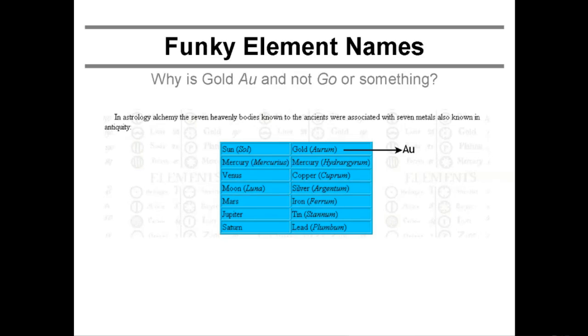Mercury is kind of interesting. Hydrargyrum, which I can't even pronounce, gets the Hg symbol. Copper, the Cu symbol from cuprum. Silver is argentum, gets the Ag symbol. Iron is interesting. This is why we refer to iron as Fe. Tin is stannum, gets the Sn. And lead, from the Latin name plumbum, gets the Pb symbol.